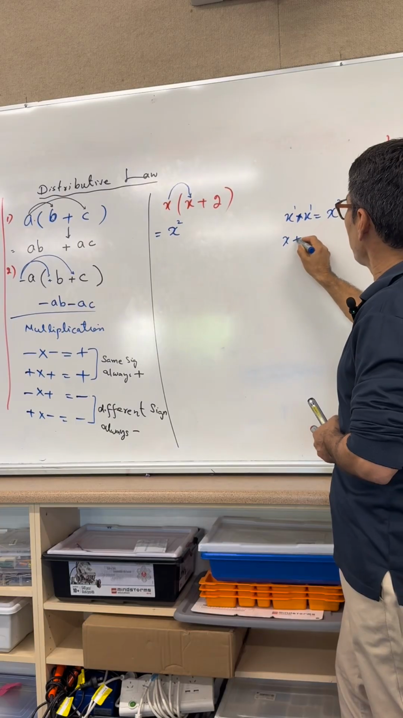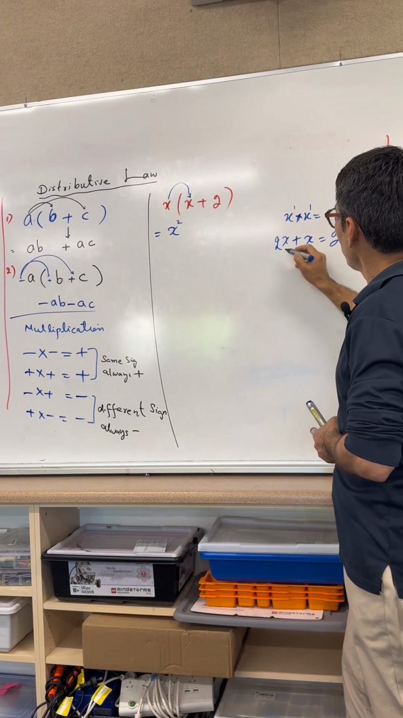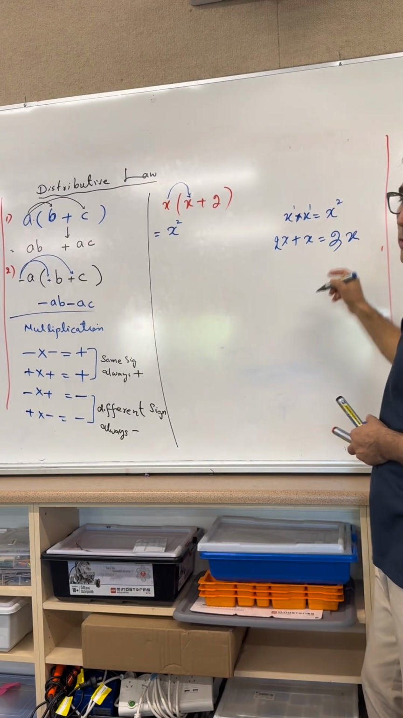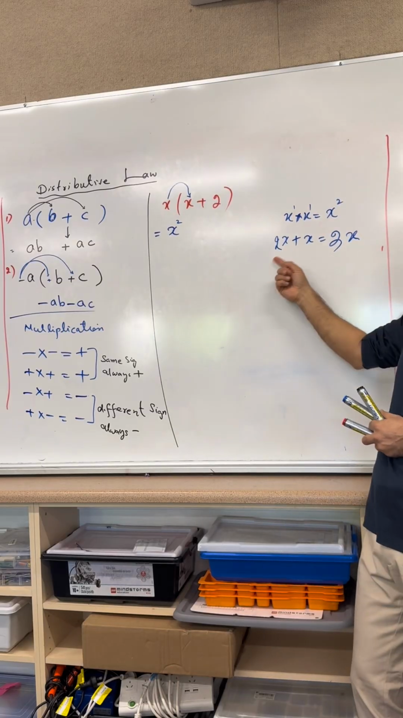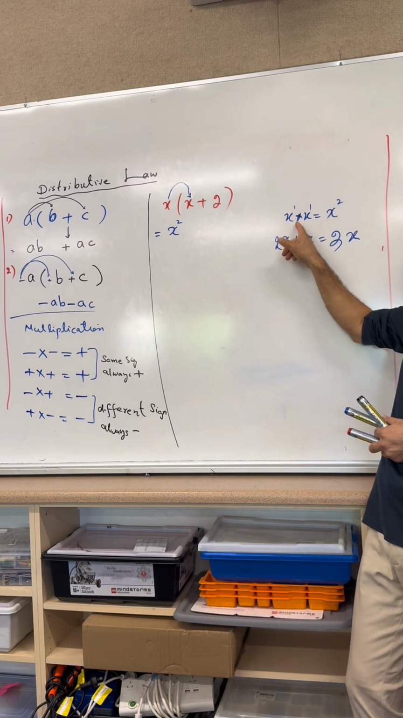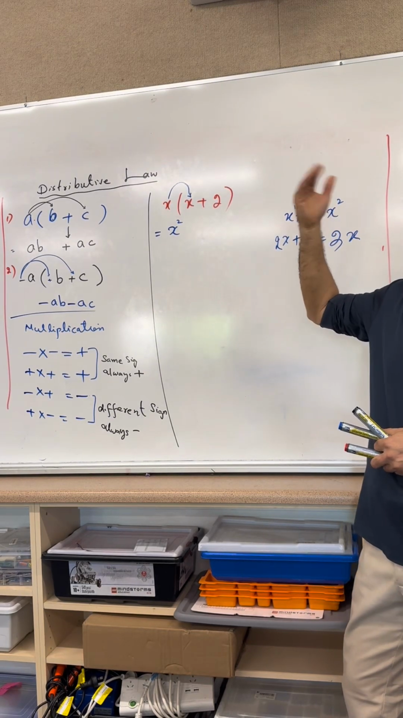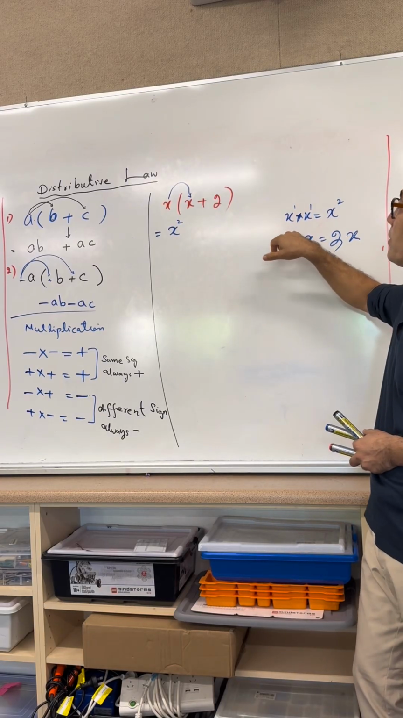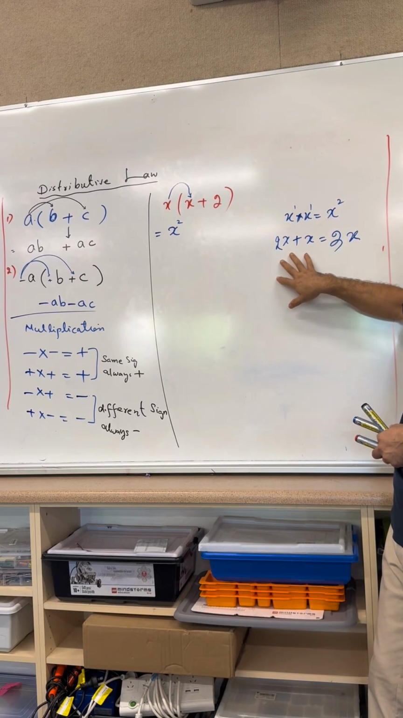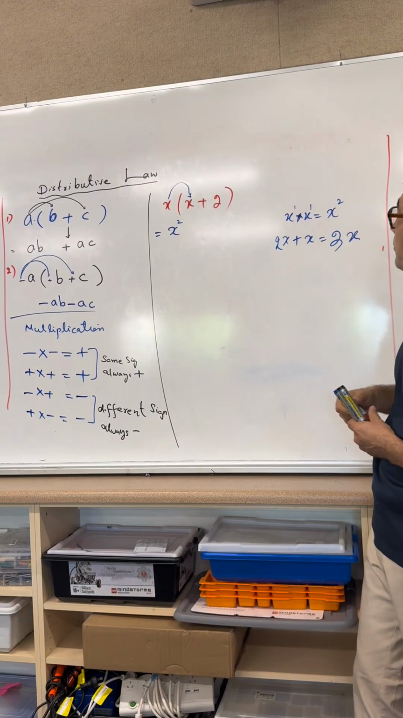If I have x plus x, then we add coefficients. So 2x plus x becomes 3x. Remember, in addition we add coefficients. Coefficient is the number in front of x. In multiplication we add powers if they are similar, like x times x. If we have similar terms in addition, we add coefficients. Remember this rule as well.